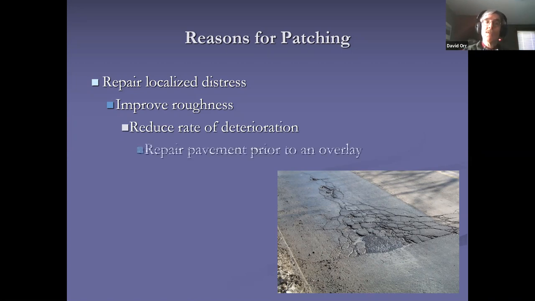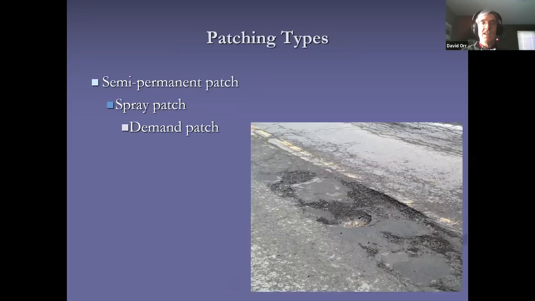And then we, of course, may want to do some patching prior to doing an overlay or something more extensive. That's the area repairs that I was talking about. They can be very, very valuable. Now, I would not call this a patch preparing the road for an overlay. You've got to do something more extensive, and we'll talk about that. The three most common patching types are the semi-permanent, the spray patch, and the demand patch. And we'll talk about which one's most beneficial here in a minute.